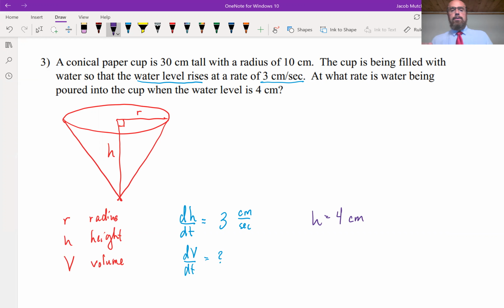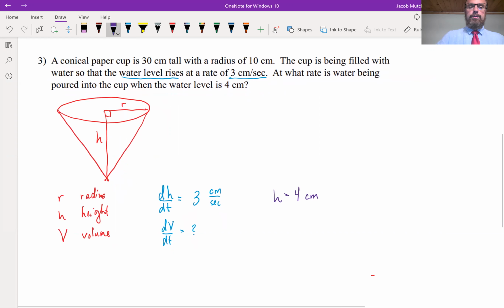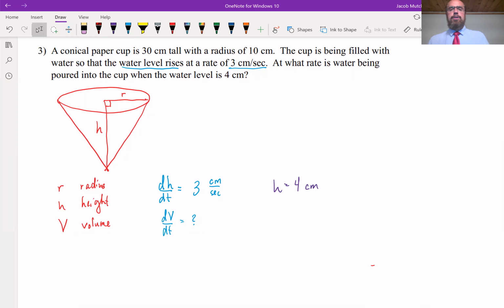So I've got my information laid out and organized. What I need to do now is write an equation that will relate my variables. So again, I go to geometry to find the equation for the volume of a cone, and that is given by the volume equals a third pi r squared times h. So it's a third times the area of the base, which is a circle, pi r squared, times the height. And that is all fitting together.